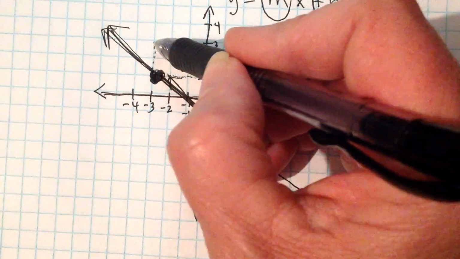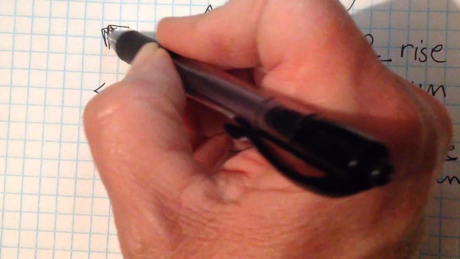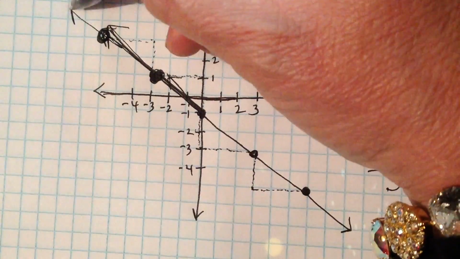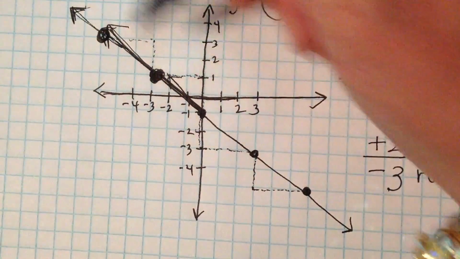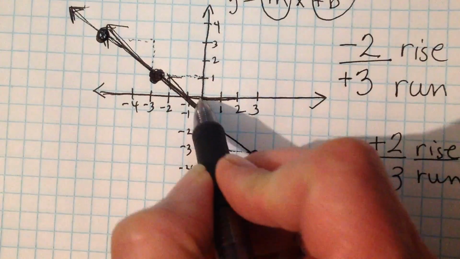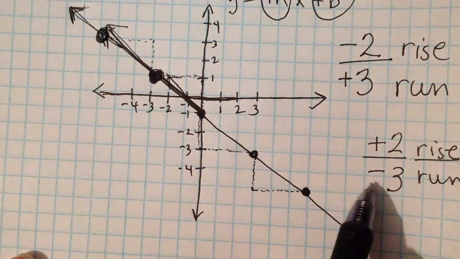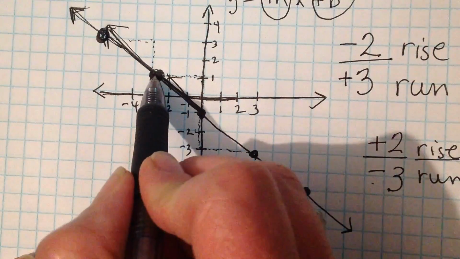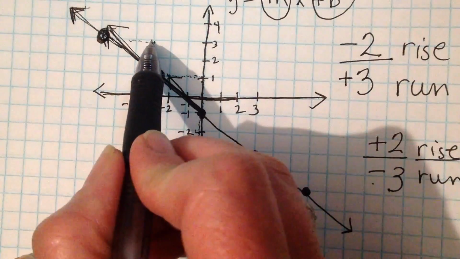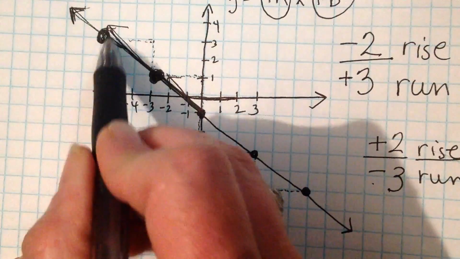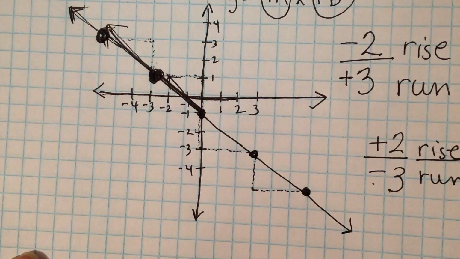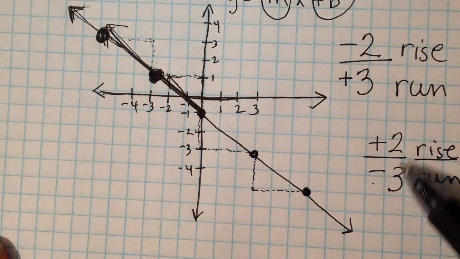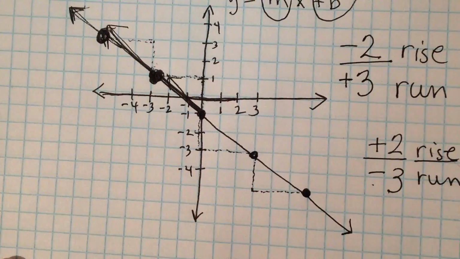And I could do that again. I could rise 2 again and run 3. And you see, it's out here as well. I could just keep going. And you could see that every time if you rise 2 and run negative 3, negative 3 says go to the left 3. You will find the point here. If you do it again, you can rise positive 2, run negative 3, running to the left. And we could keep going. So whether you use negative 2 over positive 3 or positive 2 over negative 3, that's the same thing.